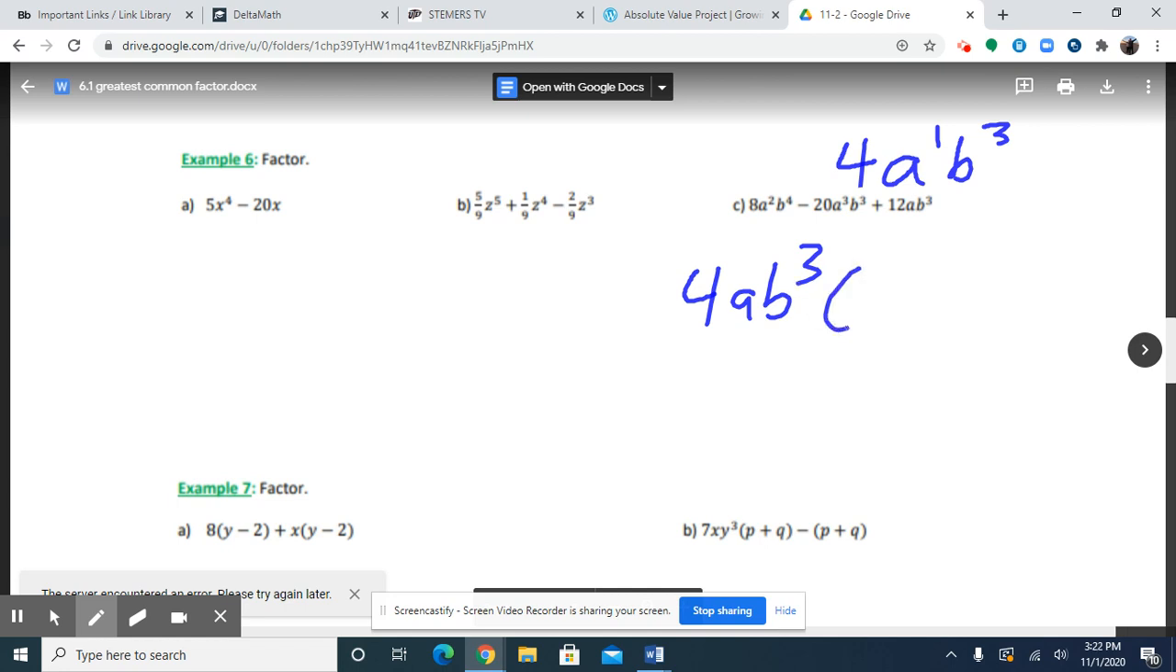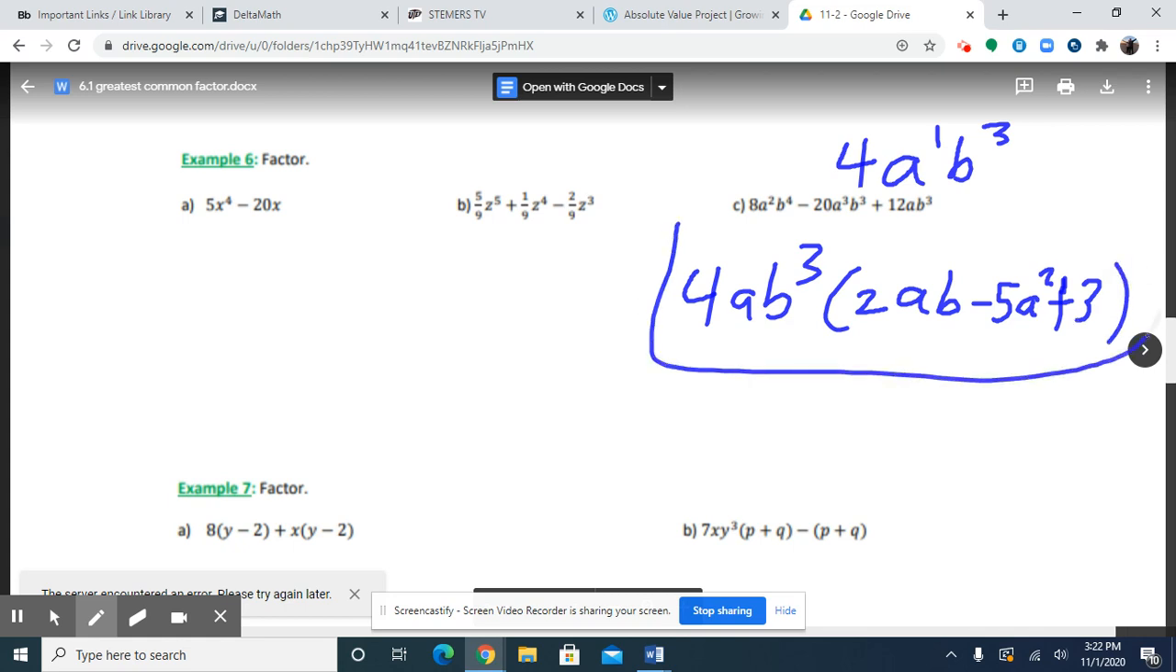Now we're left with 2. And then we're left with 1a and with 1b. Now the -20 should be a -5. We're left with a squared, and the b is actually taken out completely, so we're not going to write a b. And then 12, which becomes a 3, and we take out the a and the b to the 3rd power, so we're just left with 3.